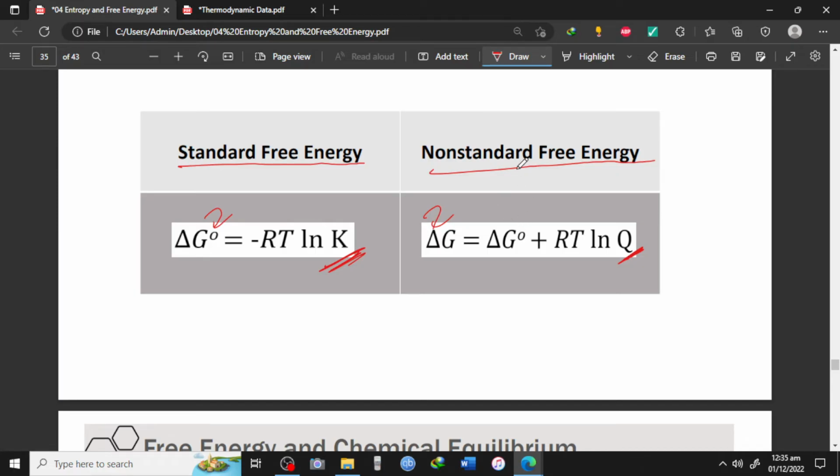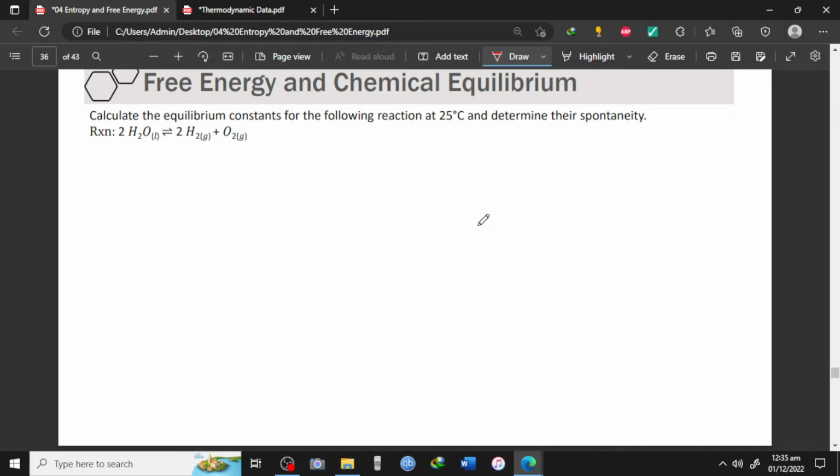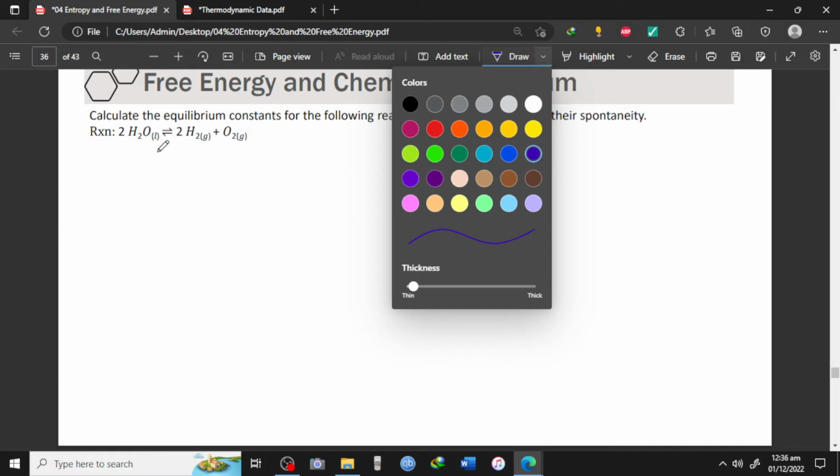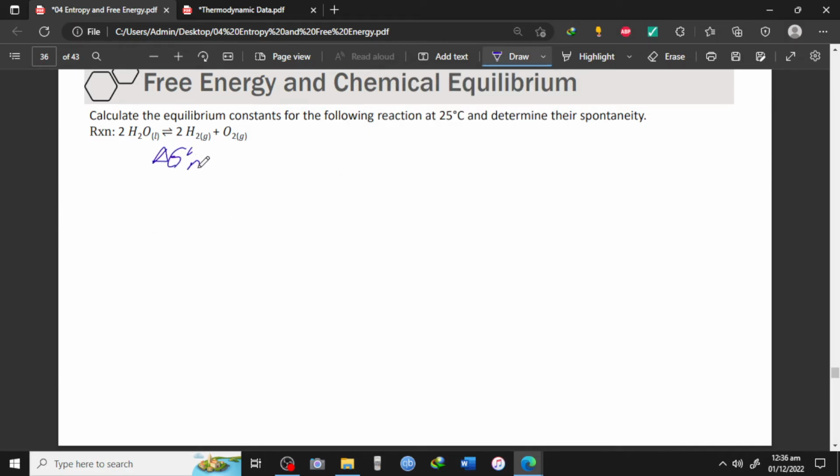Okay, with that said, let's solve for some of the given problems na meron tayo dito down below. Okay? So, solve lang natin yan. So, sabi dito, calculate the equilibrium constant for the following reaction at 25 degrees Celsius and determine their spontaneity. So, ang pinapahanap sa atin dito ay si K. So, dahil si K yung pinapahanap sa atin dito, ang gagamitin nating formula is yung for standard free energy, which is yung product minus reactant. Okay. So, paano yung formula nun? Anong formula nun?